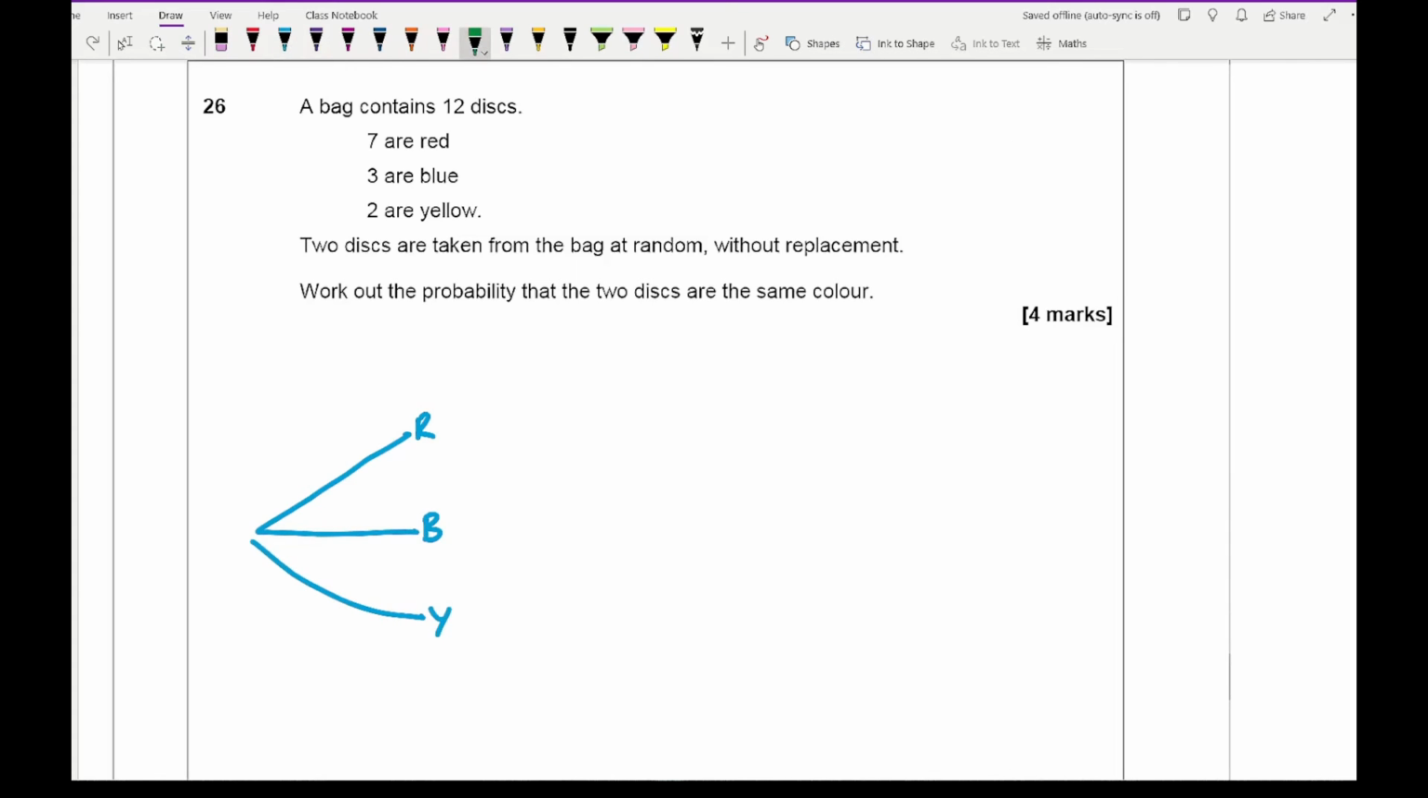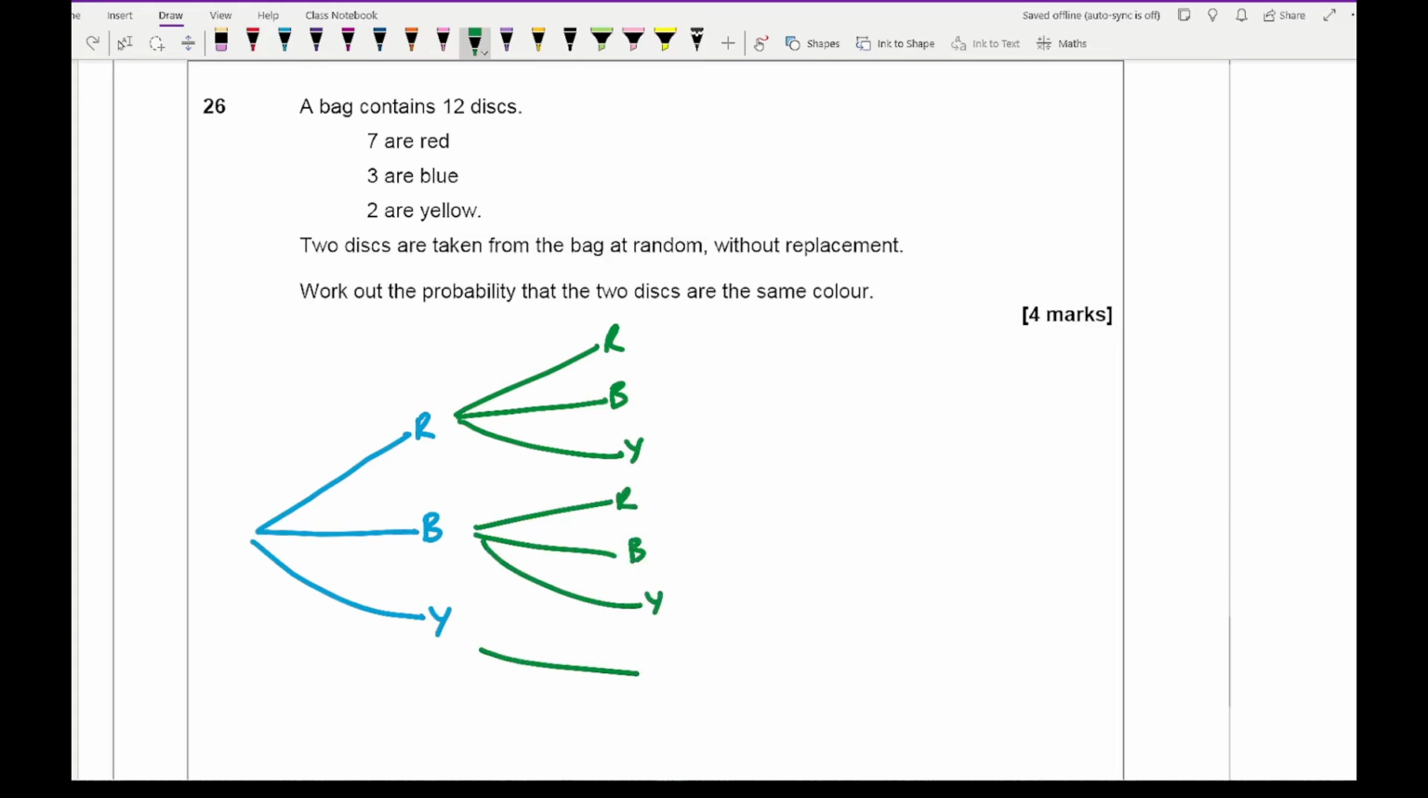Now, because we're picking 2 counters, we need to know we've got 2 steps in there. Again, what I'm going to try and do is keep this consistent, but I think I'm going to run out of space. So completing the probabilities, I've got 7 over 12, 3 over 12, and 2 over 12.